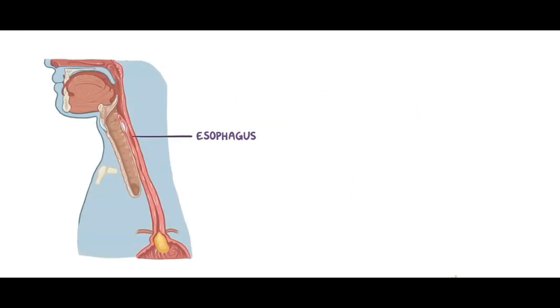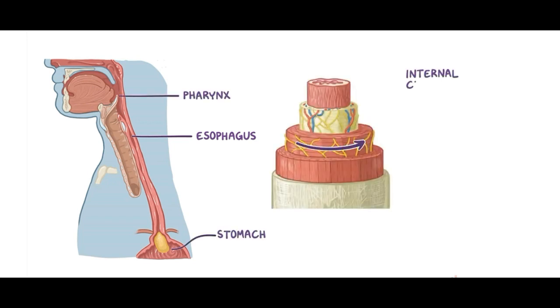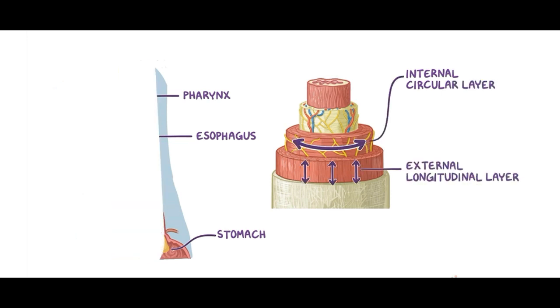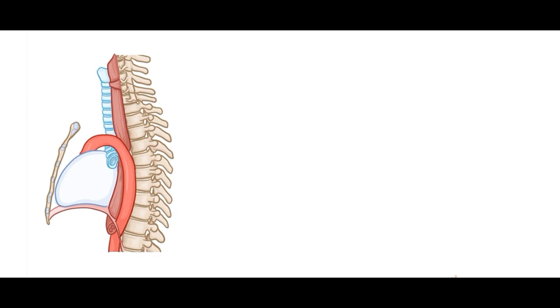The esophagus is a muscular tube that carries food from the pharynx to the stomach. It has two layers of muscles, an internal circular layer and an external longitudinal layer. The esophagus has 4 anatomical constrictions where food is more likely to become stuck: 1 cervical constriction, 2 thoracic constrictions, and 1 diaphragmatic constriction.